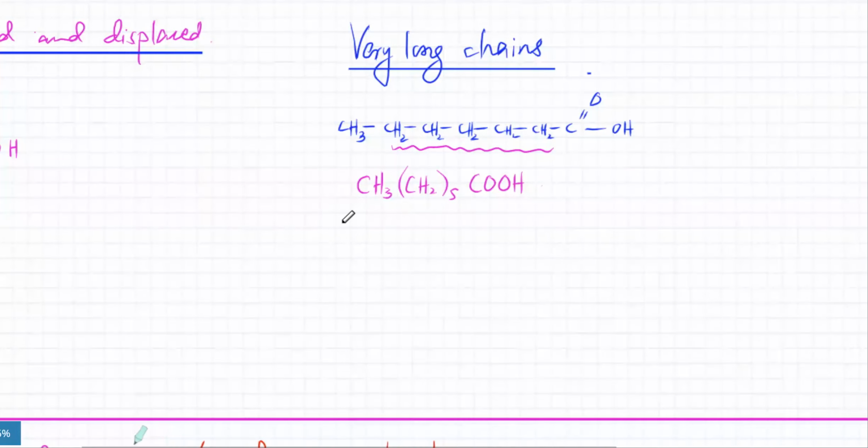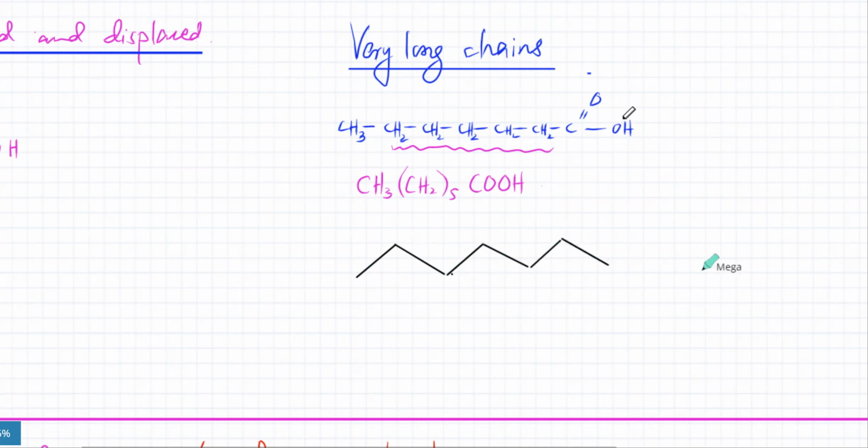So what about this one? Let's do this quickly. How many carbon atoms? That's 1, 2, 3, 4, 5, 6, and 7. So we can be very quick. We need to count quickly, like how many. So that's 1, 2, 3, 4, 5, 6, and 7. Is that clear?